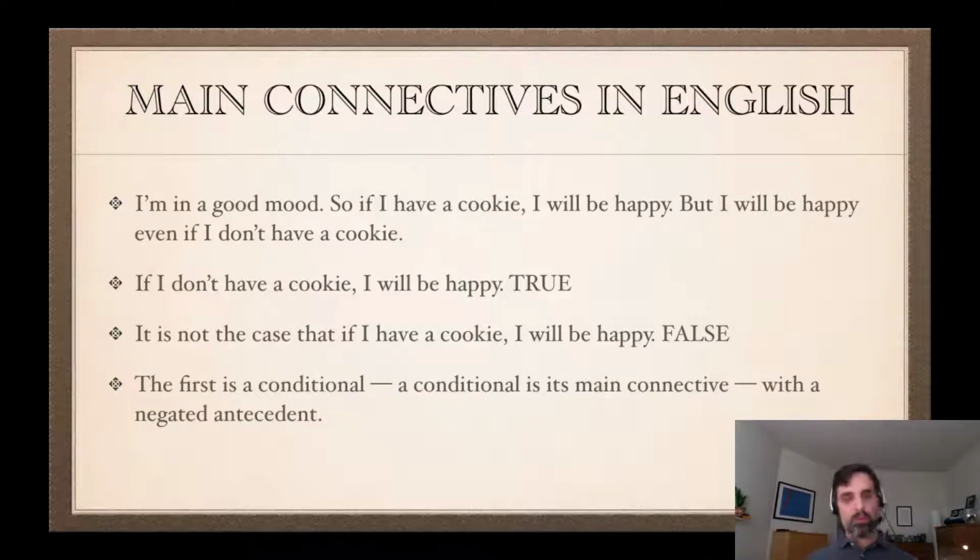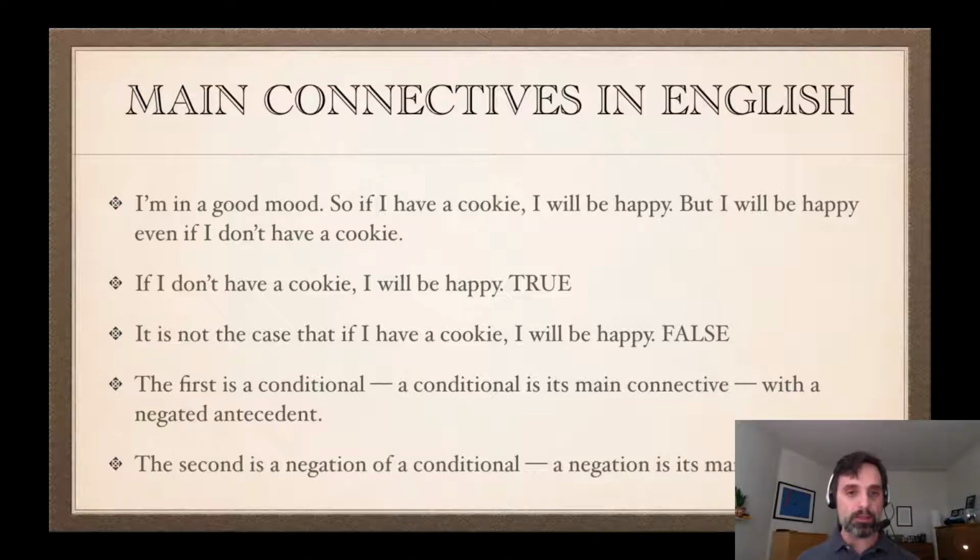So the first sentence is a conditional, its main connective is the conditional, and the antecedent inside of it is negated. The negation is inside the antecedent. In the second case, the sentence is the negation of a conditional, and so a negation is its main connective. So, a couple points. First, different kinds of main connectives say different things. And secondly, when there's no grammatical ambiguity, that's nice, because then it's clear which claim we're making. And in these two cases, there is no grammatical ambiguity.